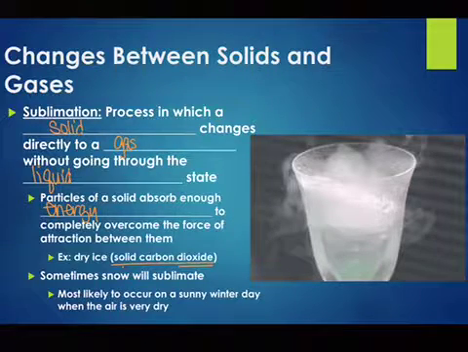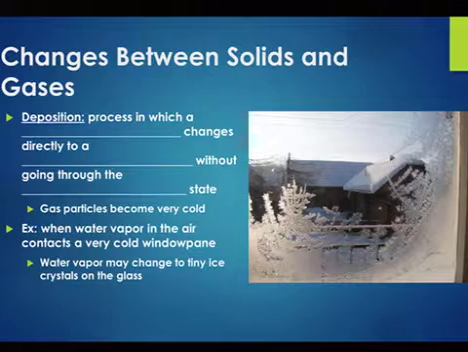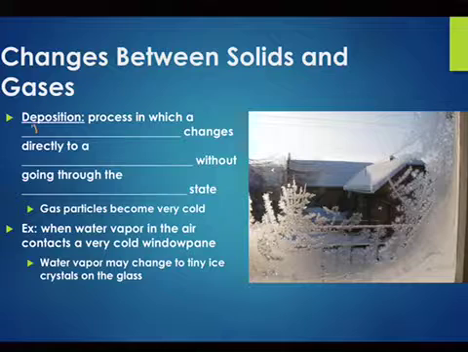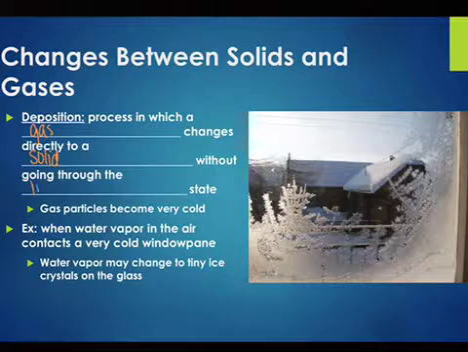Sometimes we have snow that will sublimate, and this often happens on a sunny winter day when the air is very dry, but it will go from the solid snow directly to a gas. And then lastly, we have deposition. And this is a process in which a gas changes directly to a solid, again skipping the liquid state.